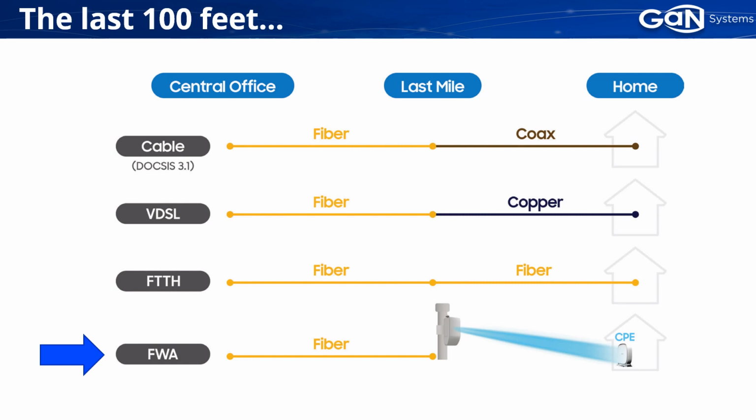So to reiterate, the problem statement is getting that data the last 100 feet to the user, indoors. Right now there are several ways to do that: cable, DSL, and fiber to the home. But the mobile phone carriers want part of this action. They've developed fixed wireless access, and now they need that last 100-foot solution to get the data from the pole to the home.